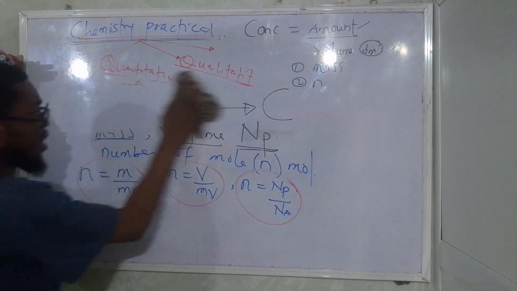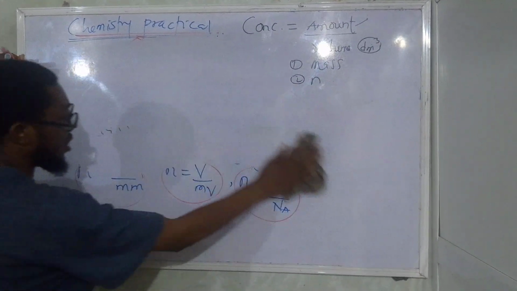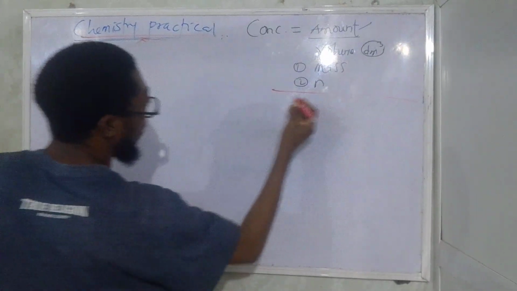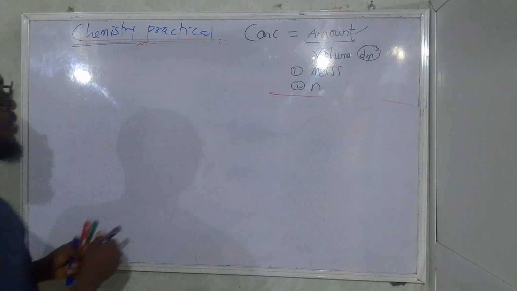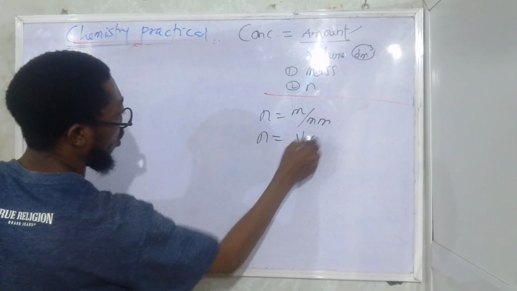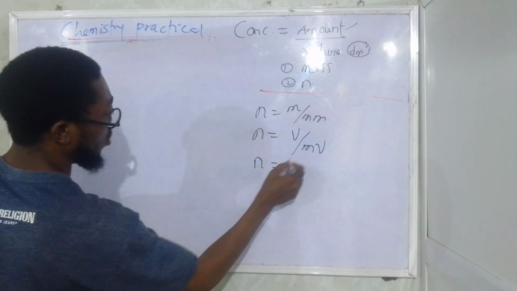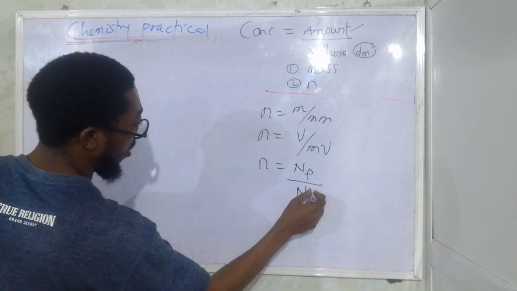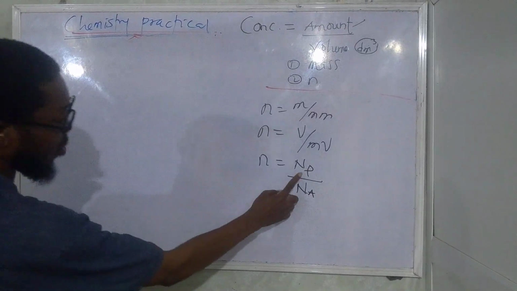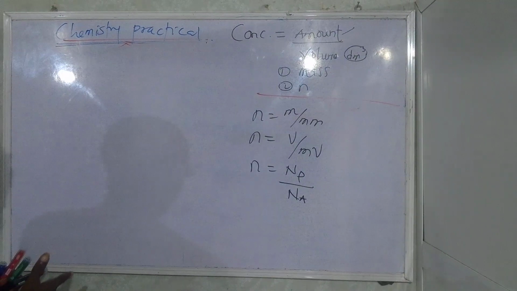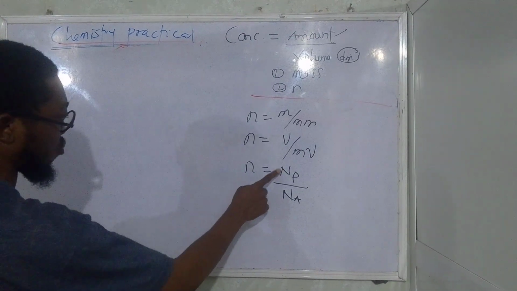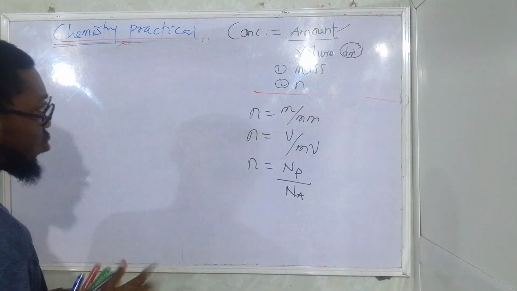So I'll clean this, and then I will now start from the concept of concentration. Again, if I write the formulas for the number of mole, I have number of mole equals mass over molar mass, number of mole equals volume over molar volume, number of mole equals number of particles over Avogadro's number. Now note, when I say number of particles, I mean number of ions, molecules, anything: radicals, electrons, protons, neutrons. All of them are called number of particles.